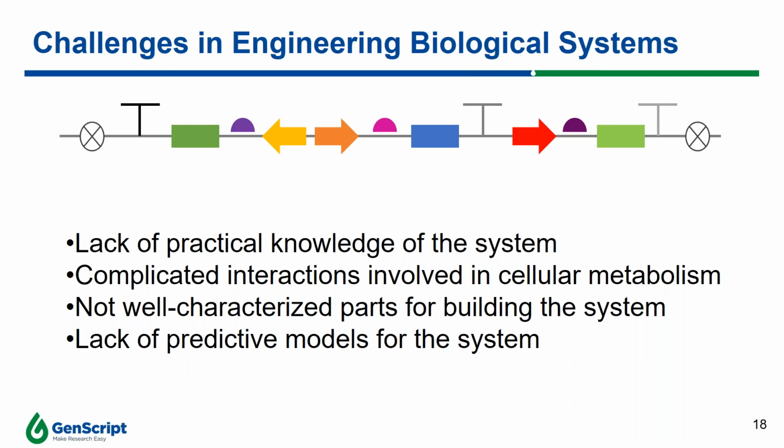And second, if you can still remember the complicated metabolic network that I showed previously, we will never know how this newly built gene circuit might interact with the complicated network in the cell, in which thousands of components are involved. And third, even the genetic parts that we use in this gene circuit are not well characterized, such as the strength of promoters may be different in different biological systems.